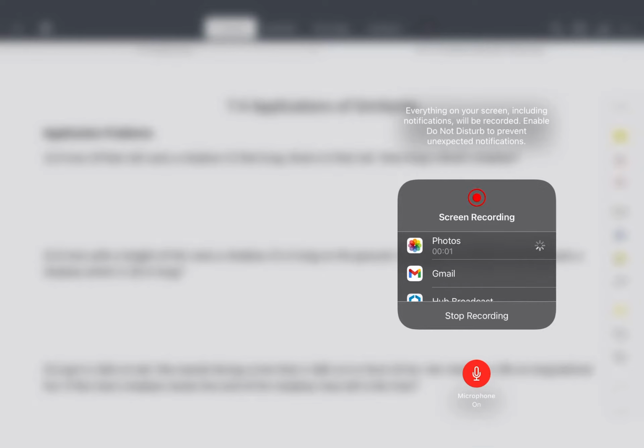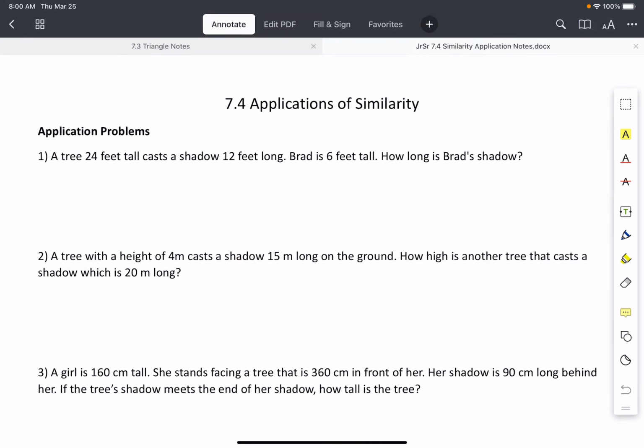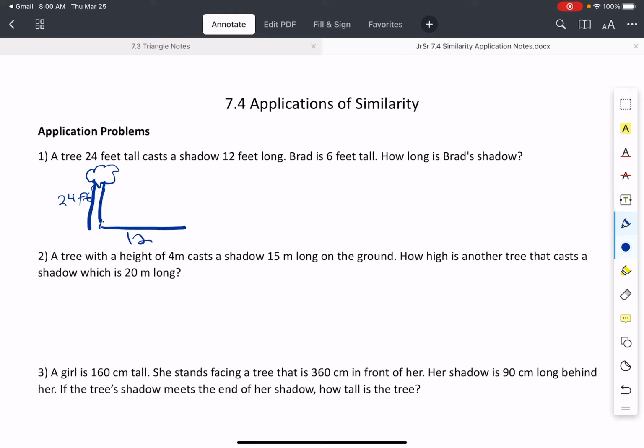Problems today. So a tree 24 feet tall casts a shadow 12 feet long. Okay, so the number one thing you want to do for all these is start by drawing a picture. Okay, so there's a tree. Okay, there's my tree. All right, it's 24 feet tall. It casts a shadow 12 feet.